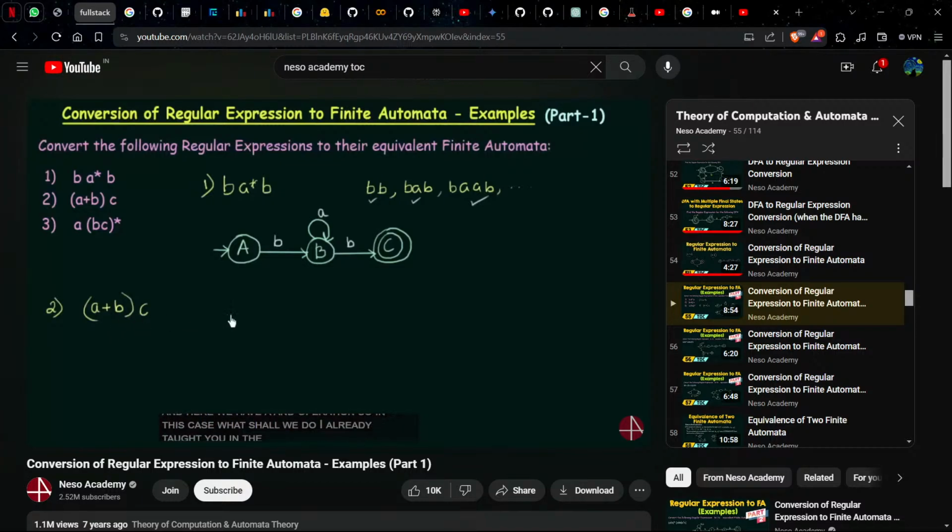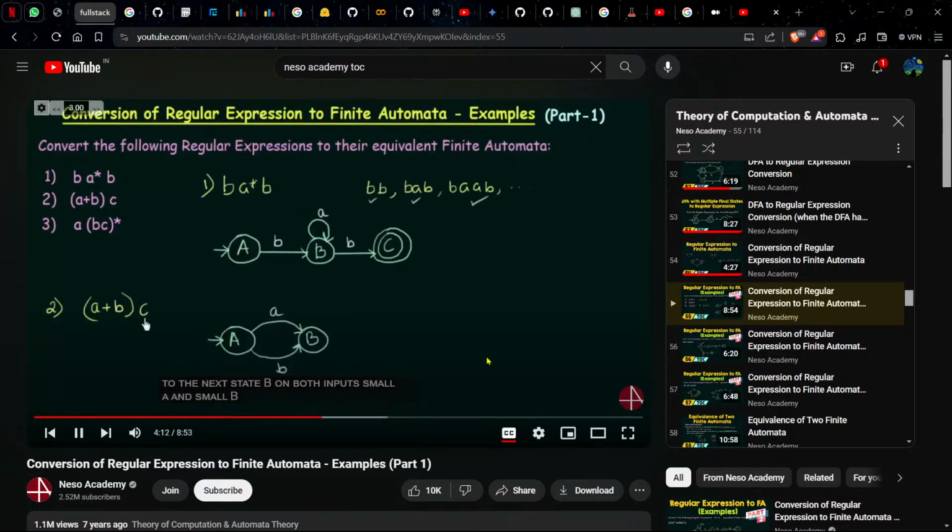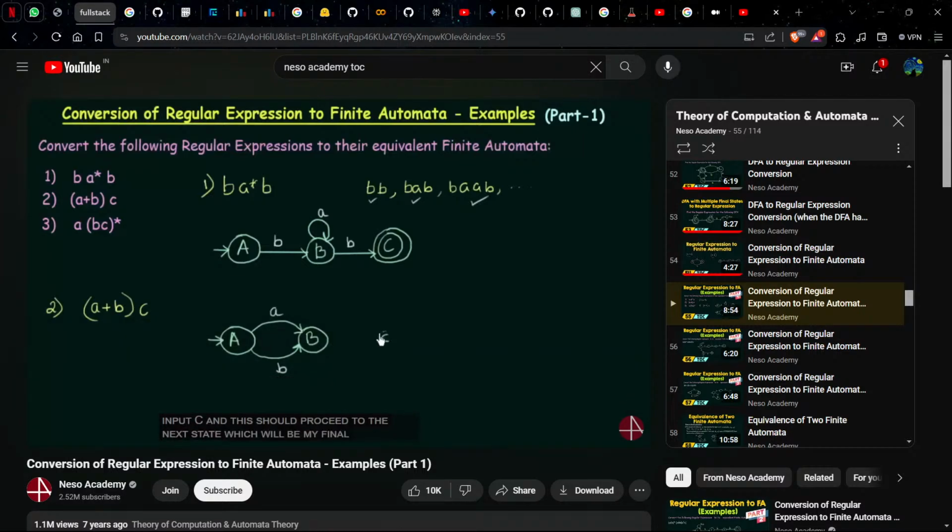So in this case, what shall we do? I already told you in the previous lecture that whenever you have a plus symbol, you can treat it as an or. So let's say I have a state a, which is my starting state, and I have the next state, which is state b. Then a can go to state b on getting input small a or small b. And now we have the next input c, and this will proceed to the next state, which will be my final state c for this regular expression.